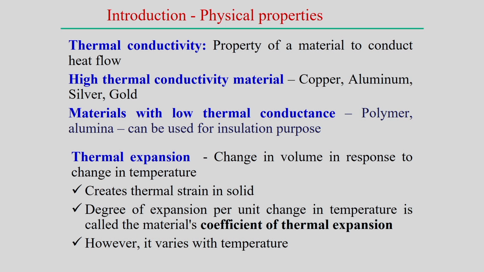For example, high thermal conductivity materials are mainly copper, aluminum, silver, and gold. Low conductivity materials, such as polymer and alumina, have low thermal conduction. So, I want to mention that there are materials with high thermal conductivity and materials with low thermal conductivity. In these two cases the application of welding technology can be different, since their properties are completely different.